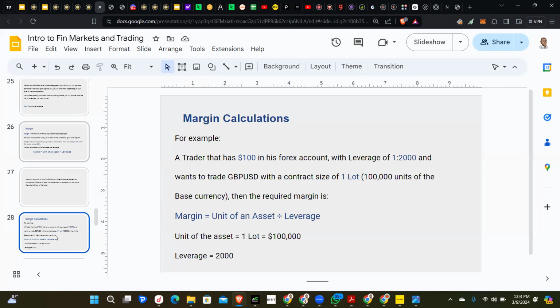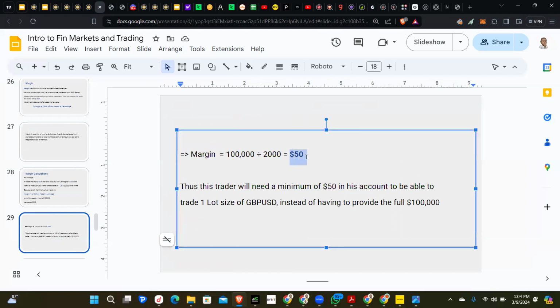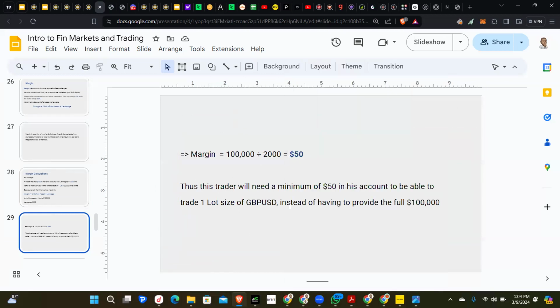All right. Then the required margin is unit of asset over leverage. So from what we have here, the unit of asset is 1 lot, which is $10,000, and the leverage is 2,000. So when you do the calculation, you are going to see that the margin is $50. What this simply means is that since this trader has $100 in his account, as long as his margin is $50, any trade he's trading with 1 lot will always be on.